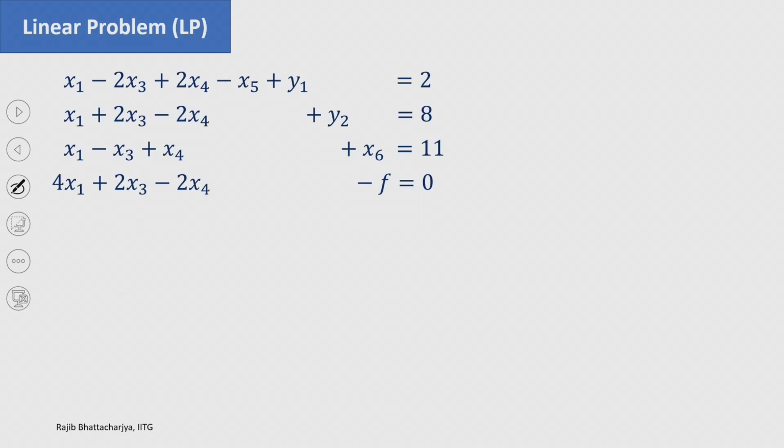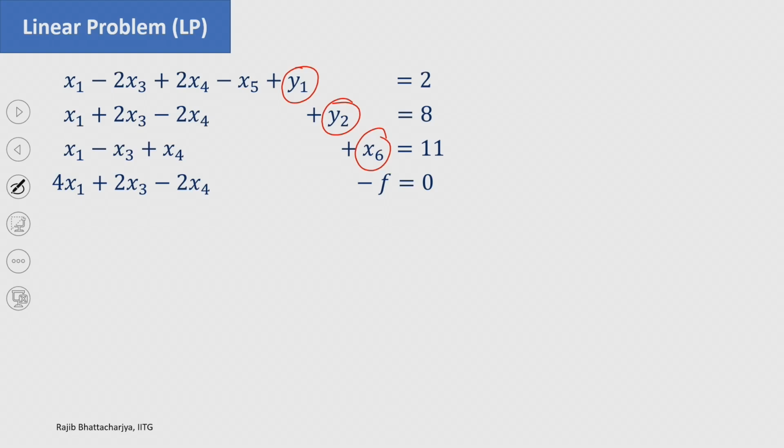Now, let us convert this to a standard form. Therefore, I am putting an artificial variable here in order to get an initial basic feasible solution, and here also I am putting an artificial variable, and here I am putting a slack variable to make it equal. So, y 1 and y 2 are artificial variables just in order to get the initial basic feasible solution.